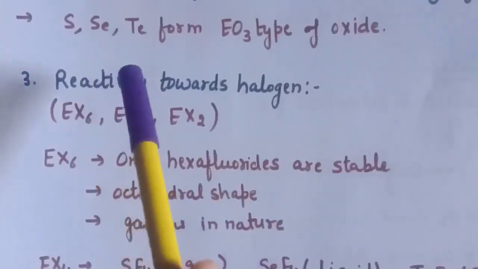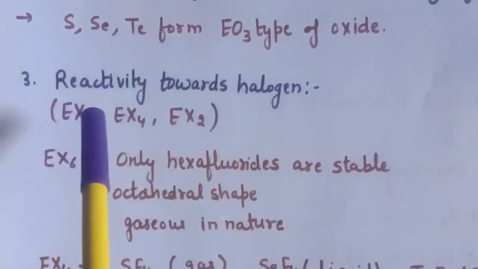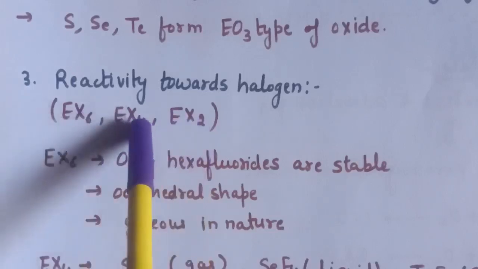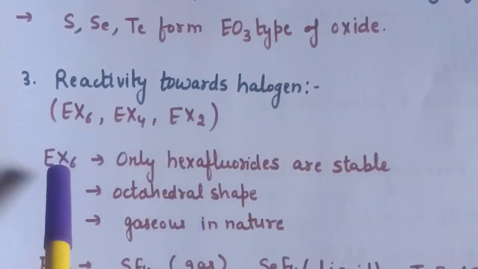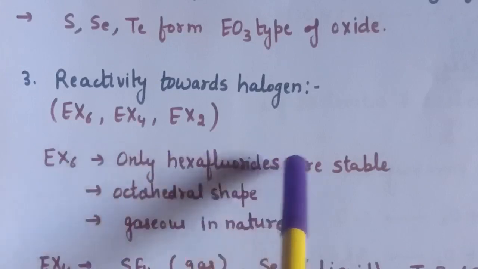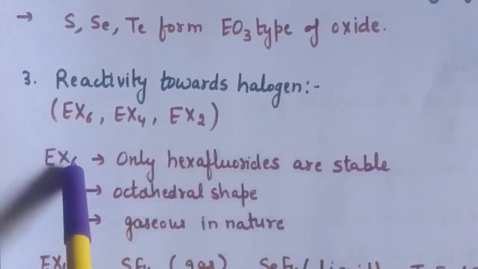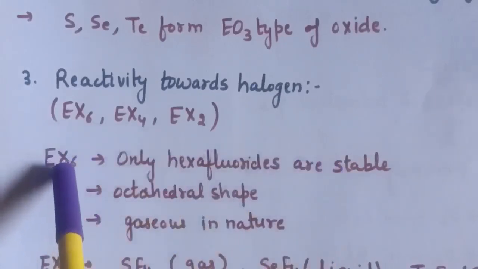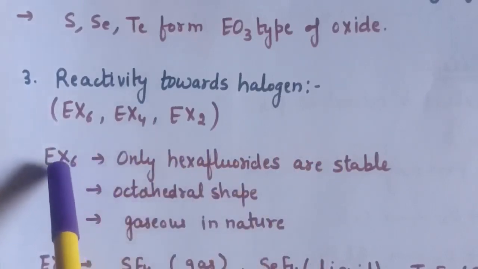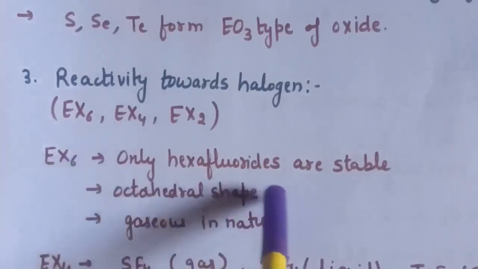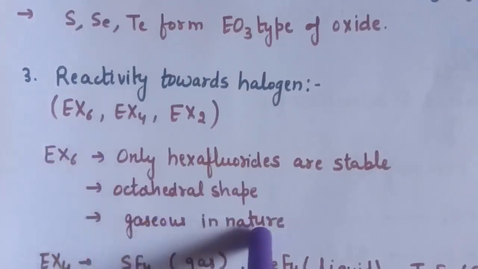Now next we have reactivity towards halogens. So group 16 elements form EX6, EX4 and EX2 type of halides, where X is a halogen atom. First, in case of EX6, that is hexahalides, only hexafluorides are stable, that is when X is fluorine, so EF6 is the only stable hexahalide, and the shape of EX6 is octahedral. This you can calculate by VSEPR theory. When the central atom has 6 bond pairs of electrons and 0 lone pairs, then the shape is octahedral, and all these halides are gaseous in nature.